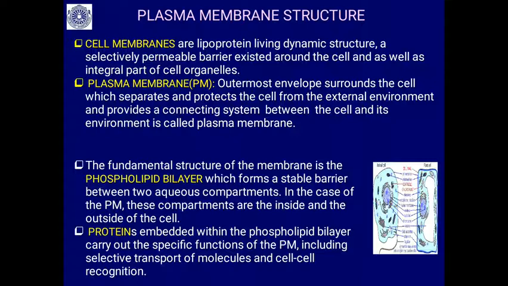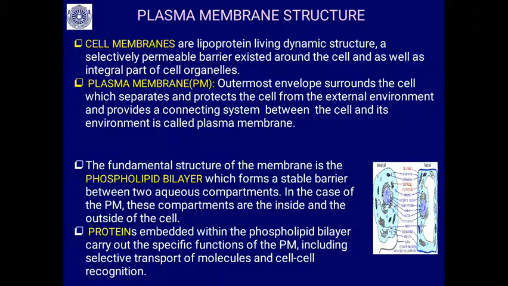Plasma membranes or cell membranes are lipoprotein, lipids and protein, living dynamic structures. They are not a static non-living structure or a semi-permeable membrane. It is a living dynamic membrane, a selectively permeable membrane. It selects the molecules which have to be transported. So, that is the selectively permeable barrier around the cell, as well as an integral part of all the cell organelles you have seen in the picture.